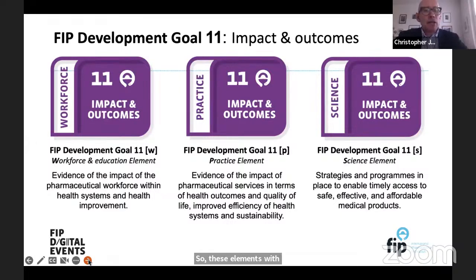Within impact and outcomes, the workforce and education is about evidence of impact of the pharmaceutical workforce, the practice element, evidence of the impact of pharmaceutical services, and the science element about having strategies and programs in place to enable timely access to safe, effective, and affordable medical products.